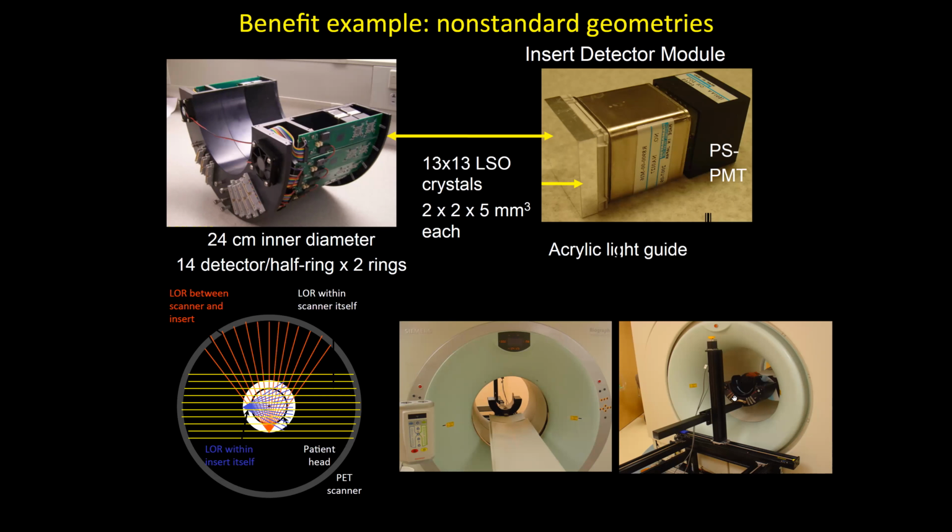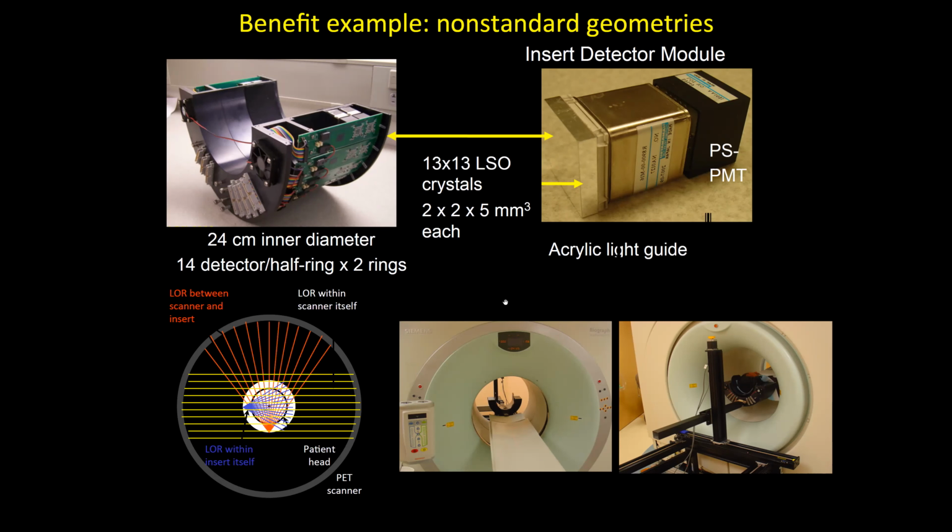Then you combine the data from the commercial scanner and the line of response between this smaller detector and the detector in the commercial scanner. You get a multi-dense sampling of some small region of interest and get a much higher resolution in that place, and then you can detect smaller lesions. This is called a PET insert.